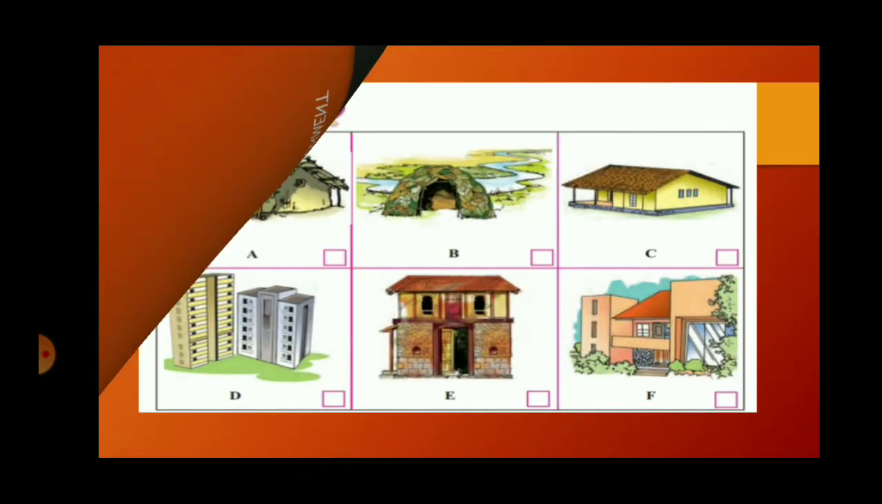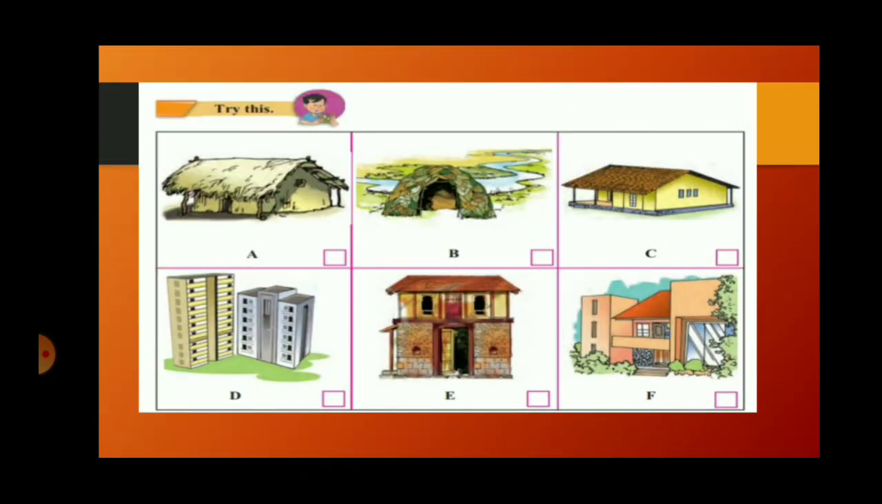Okay, so see children, first of all you just observe the picture of houses. The same pictures are there in your textbook on page 51. Think of your environment and the climate there, and choose the most suitable house for yourself by putting a tick mark in the box near the picture.